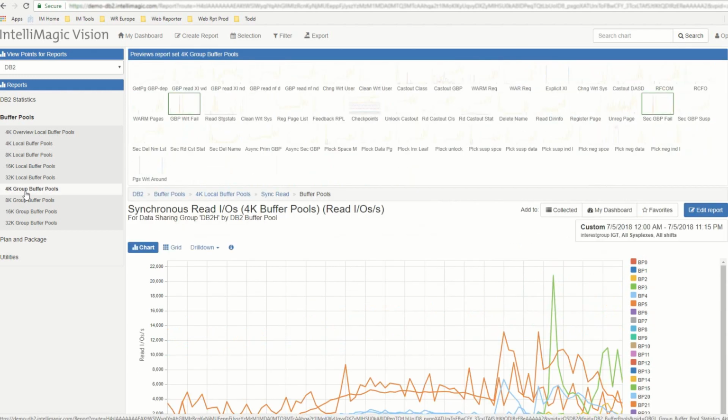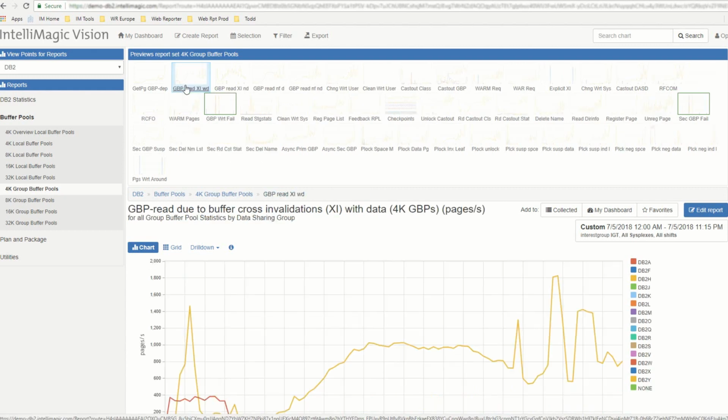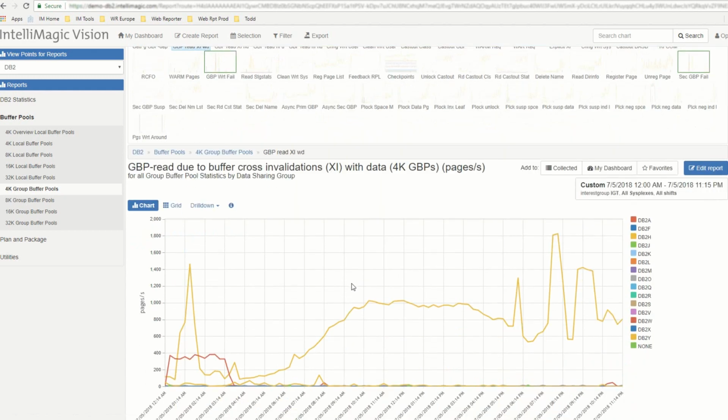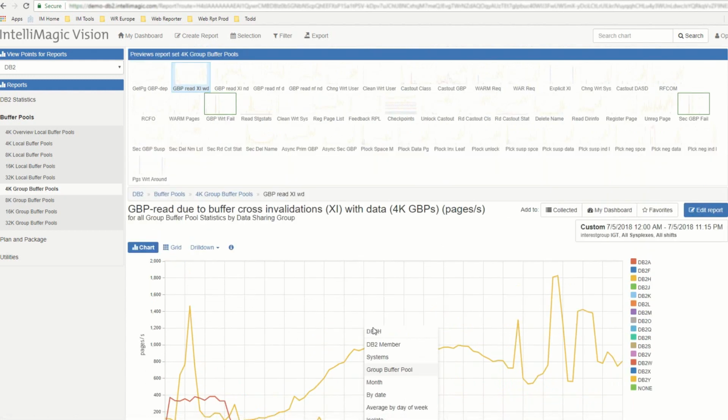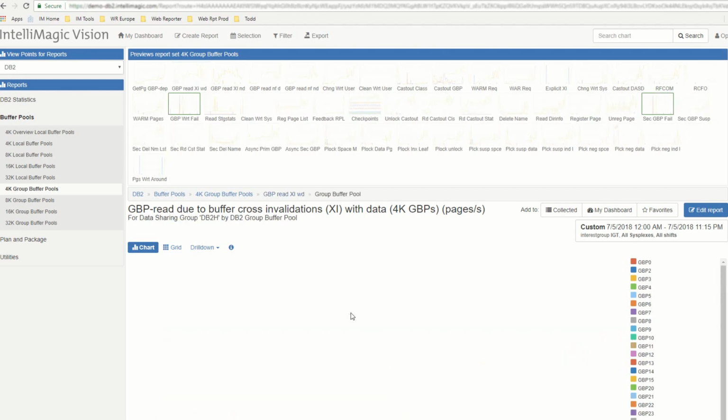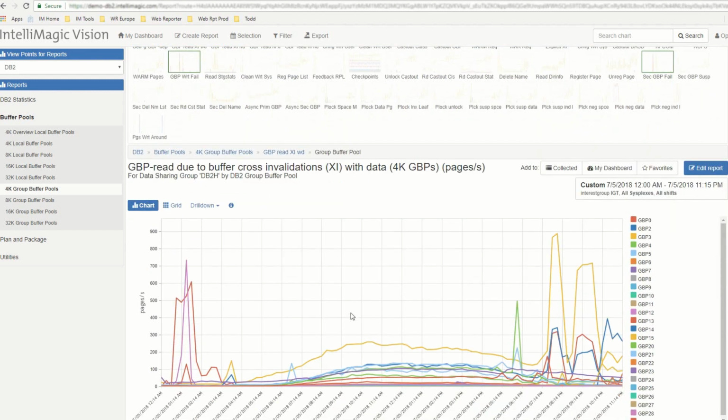IntelliMagic Vision also provides visibility into group buffer pool metrics. Here we see reads due to buffer cross invalidations with data for the 4K group buffer pools. And again, we can drill down and look at this either by member or by buffer pool number and do additional investigation from there.